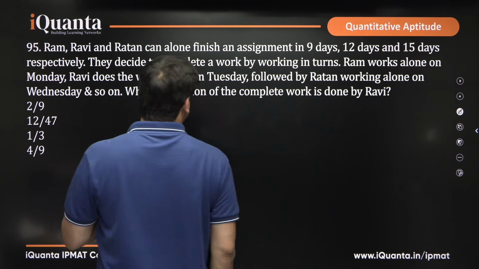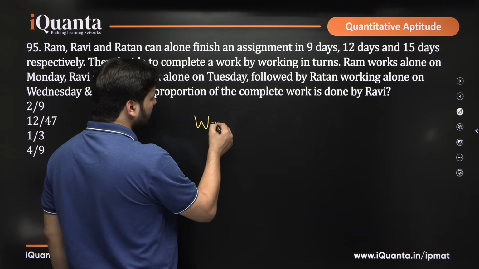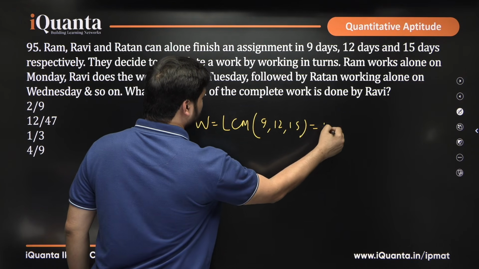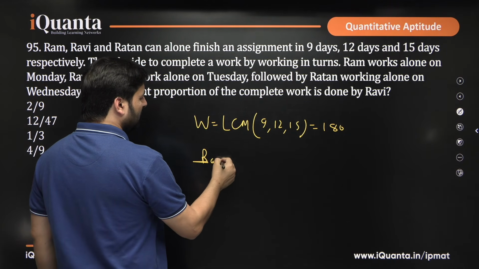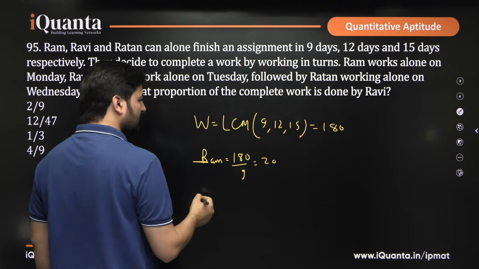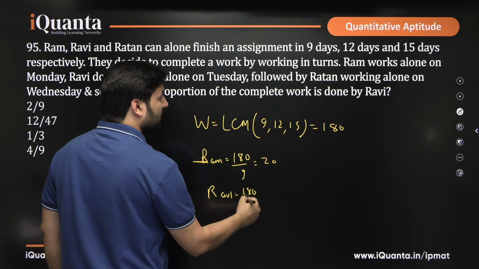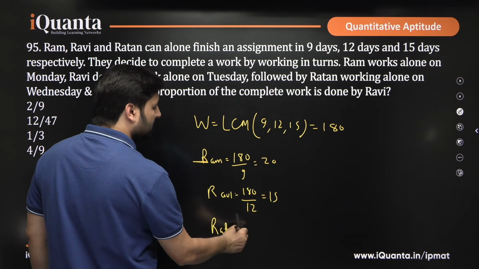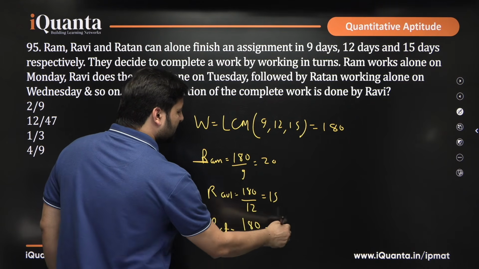You know that I have told you, in time and work questions, when only time is mentioned, you can take total work as the LCM of times mentioned. Those are 9, 12, 15. LCM will be 180, okay. Let us find out the efficiency of Ram. Ram has an efficiency of total work upon 9 days, that means 20 units per day, right. Then we have Ravi. Ravi will have an efficiency of 180 upon 12 days, so 15 units per day, okay. Lastly, we have Ratan. So, 180 divided by 15 gives you 12 units per day.